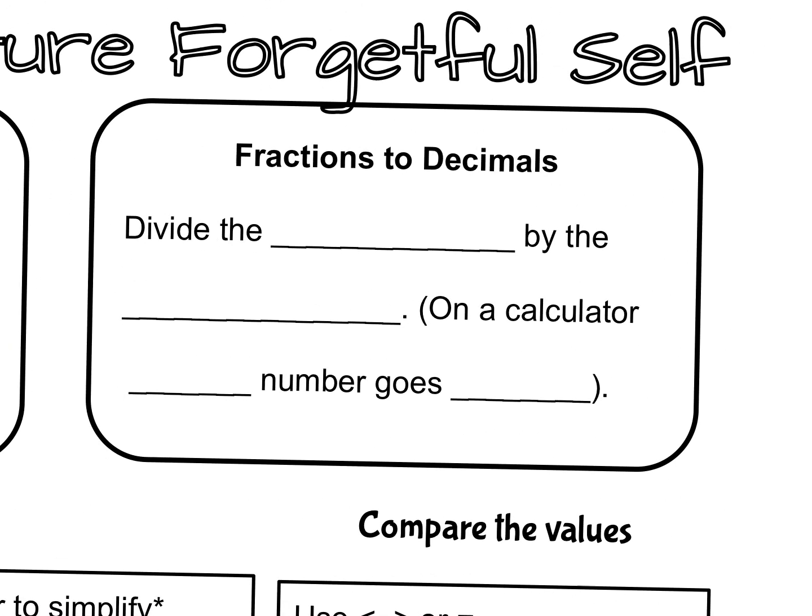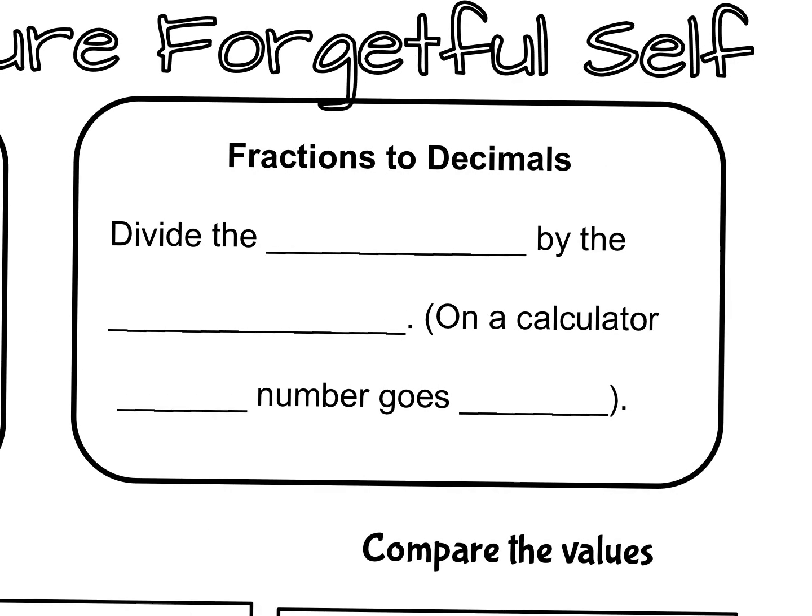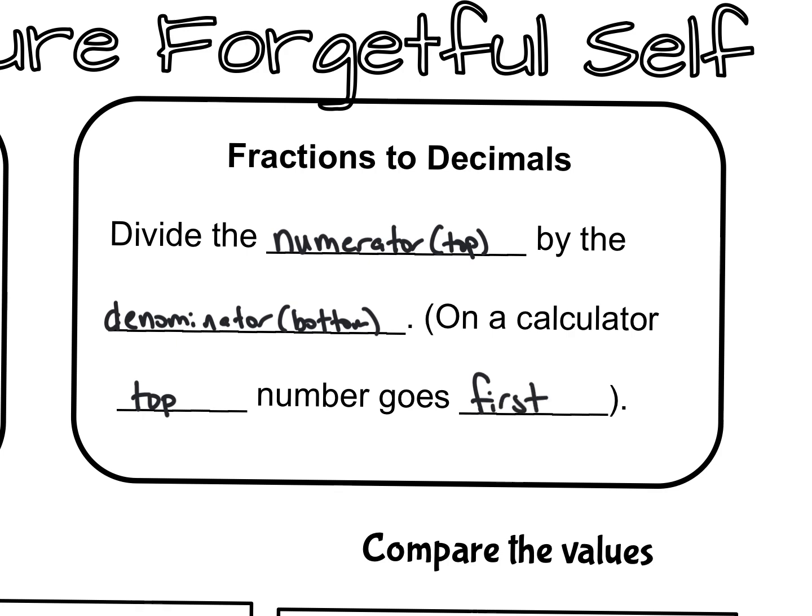All right. Now changing fractions to decimals, which I feel like is the more often used strategy. Basically what we're going to do when we change fractions to decimals is we are going to divide the numerator, which once again, remember, is the top of our fraction, by the denominator, which is the bottom of our fraction. And on a calculator, just remember that the top number always goes first when we're putting it into the calculator.